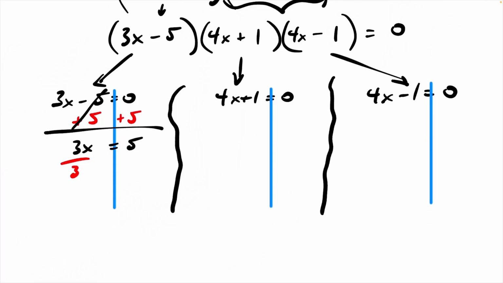Divide by 3, divide by 3. Remember, if you can't divide, 3 does not go into 5 evenly. Don't change it to a decimal. Just reduce it. Reduce it means try to make the number smaller. Well, I can't because I can only divide them by 1. So you leave it as a fraction. X equals 5 over 3.